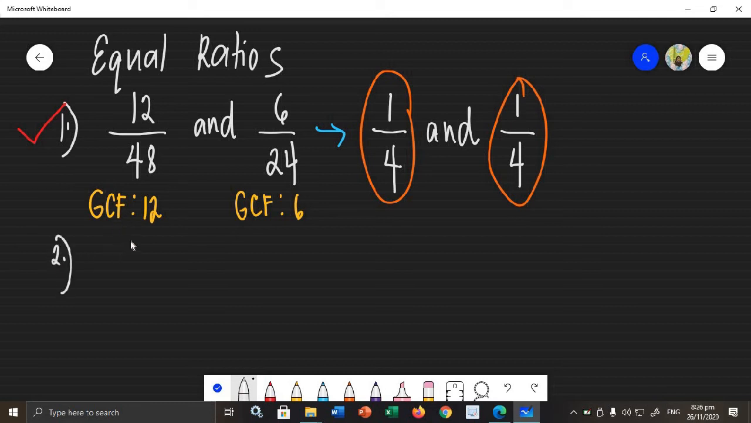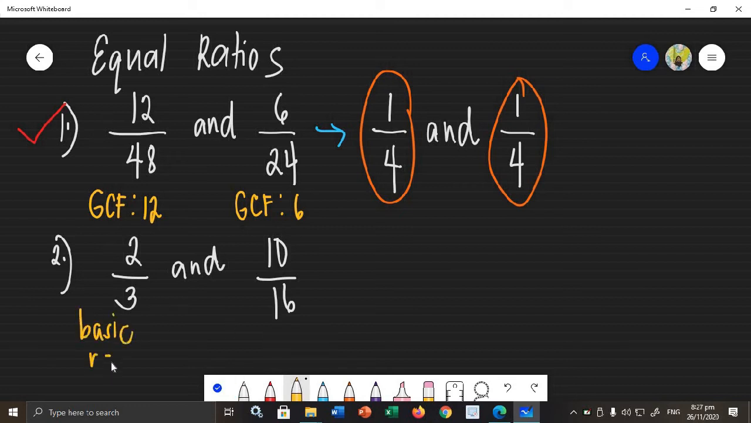So let's say I have 2/3 and 10 over 16. So here, napansin nyo, si 2 over 3, hindi na natin siya pwedeng i-simplify or kunin yung lowest term niya kasi it is already in its lowest term. Naka-lowest term na siya, hindi na natin pwedeng kunin. So, in short, basic ratio na kasi siya eh. No? Kaya, we cannot get the lowest term kasi it is already in its lowest term.